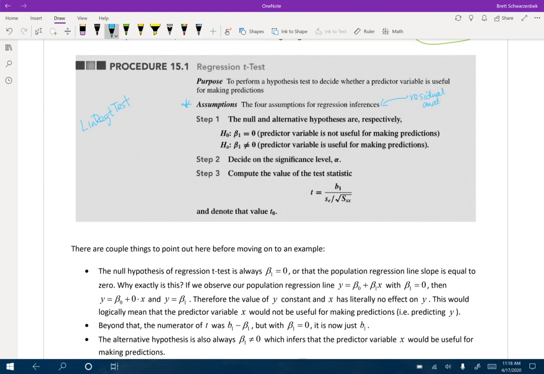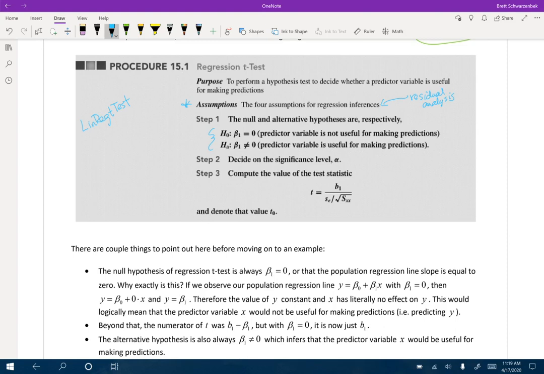Okay, so remember that. The null and alternative will be different. So remember that for a single data set, it's always going to be a population parameter in the null and alternative. So what are we testing? We're testing the population slope, which is beta 1. So our null is always going to be that beta 1 is equal to 0. So what does that mean? It means that the predictor variable is not useful for making predictions, essentially.